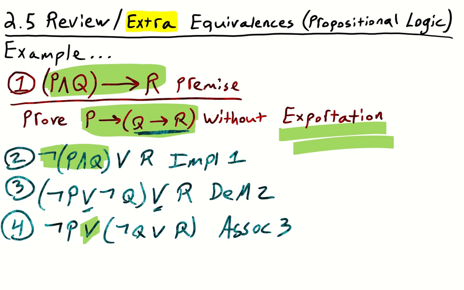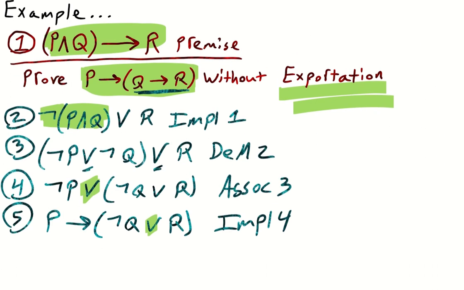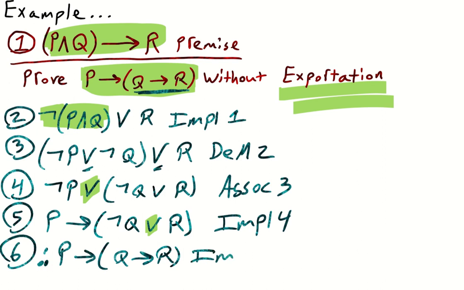We have our disjunction. We could turn that into a conditional by implication. Line 5, if P, then (not Q or R), implication, line 4. We have our disjunction. We could turn that into a conditional, and then we will get our desired conclusion. So 6, therefore if P, then if Q, then R, implication, line 5, and that concludes that proof.